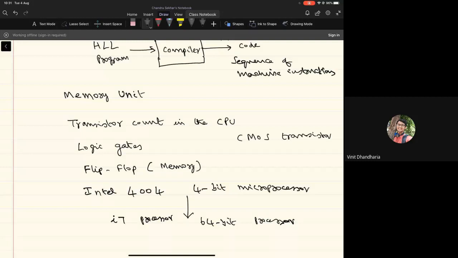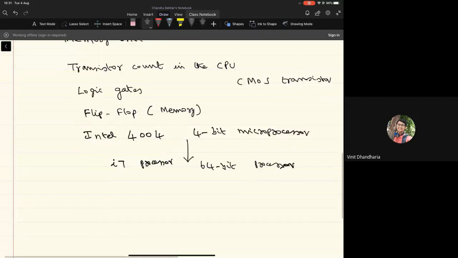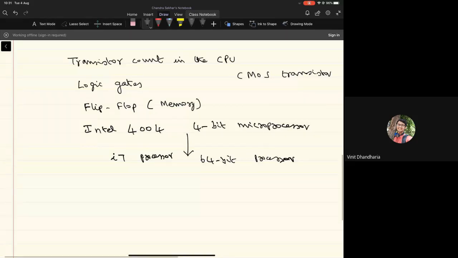Just to get an idea about the number of transistors present in the processor chip, it was only around a few thousands. Like this Intel 4004 processor has got only 2,300 transistors. Coincidentally, this is the course number of our course, but it's only a coincidence. But it's easy to remember. If somebody asks you what is the number of transistors in the Intel 4004, you just have to remember the course number, that is 2300.